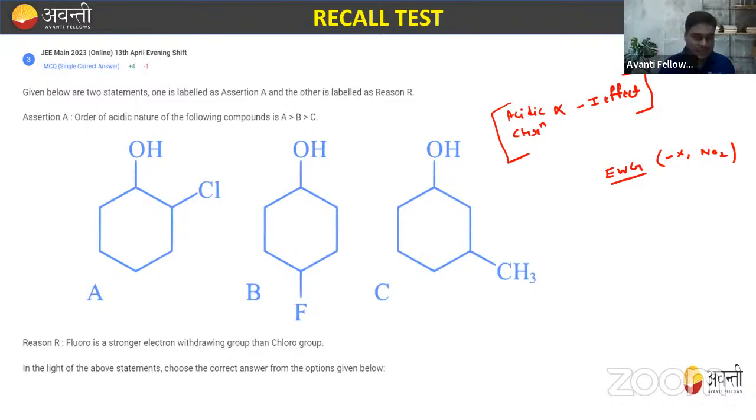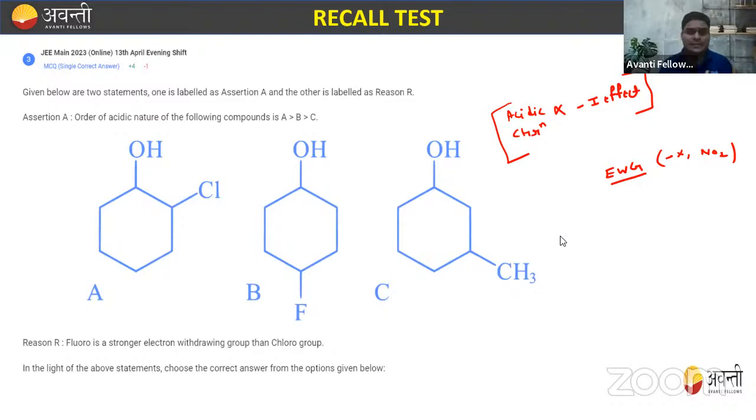You all try to solve this question. Yes, JNP Ahmednagar just joined. Just try to solve this question: what is the correct order of the acidic nature of compounds A, B, and C? The assertion given is that the order of acidic nature is A is greater than B is greater than C. Is this the correct order?